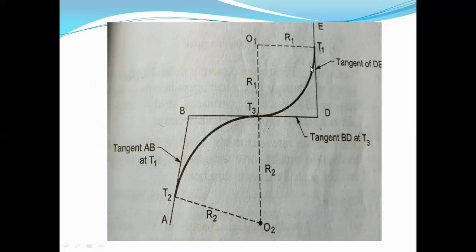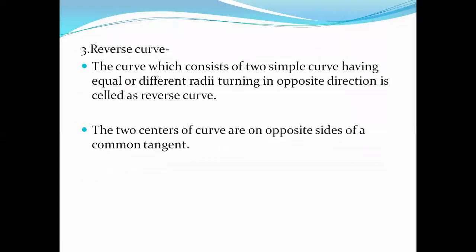In that, there is a first simple curve with tangent T1 and radius R1, and the second curve is opposite to the first curve, or the mirror of the first curve, with radius R2 and tangent T2. This is the reverse curve. In simple terms, the reverse curve is two simple curves in opposite directions to each other.